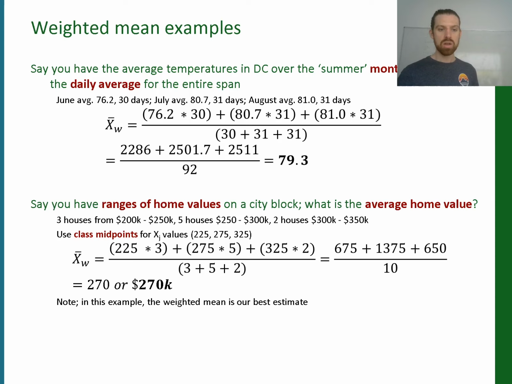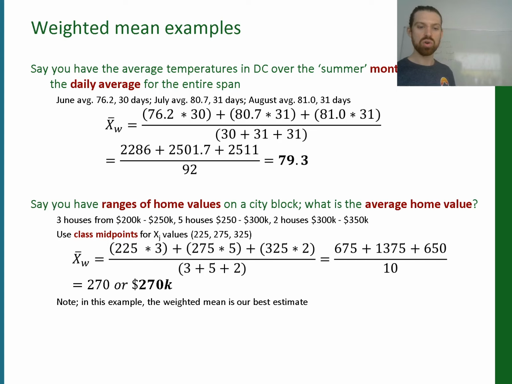So we can use another example here, maybe where we're a bit more constrained in the level of data that we have. So let's use home values again, because it's my favorite go-to example, because it's tangible, it's something we can all relate to, because the built environment is something that we engage with on a regular basis. So let's say we have a range of home values in a city block and we want to understand what the average home value is. Let's say that we've got 3 houses in the range of 200 to 250k. We've got 5 houses in the 250 to 300k bracket, and then we've got 2 houses in the 300 to 350k bracket. We basically need to use the class midpoints for the xj values.